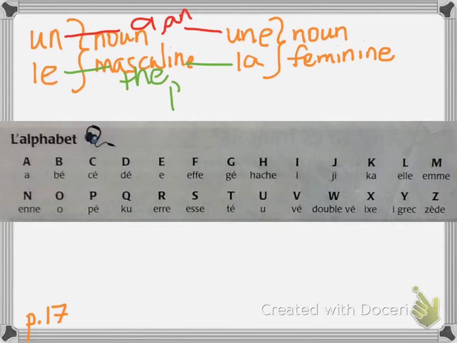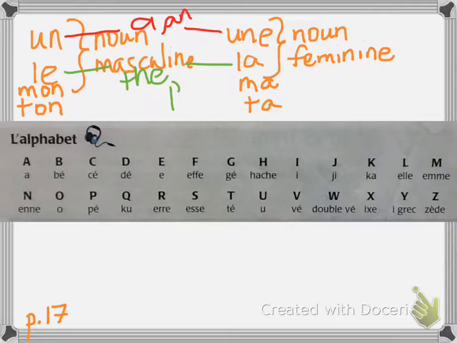The family vocabulary was on page 35. The possessive adjectives, again, we can kind of add to this a little bit because we have mon, that is masculine, and ton. And the feminines are ma and ta. Mon and ma mean my, and ton and ta mean your. And then talking about age was on page 37. So that's kind of through Unit 1.